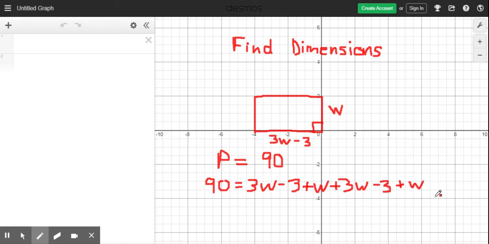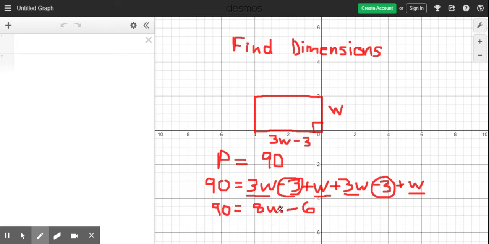Okay, now we need to collect all of our like terms. So if we collect all of the W's, that gives us 8 W's. And then I'm going to collect these minus 3's, and it's good to somehow keep track of it. You see how I underlined the W's and I'm circling the negative 3's? So I don't miss anything. Okay, negative 3 minus 3 is negative 6. Makes it easier to identify them. All that equals 90.